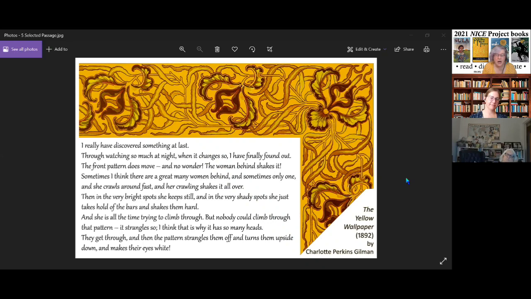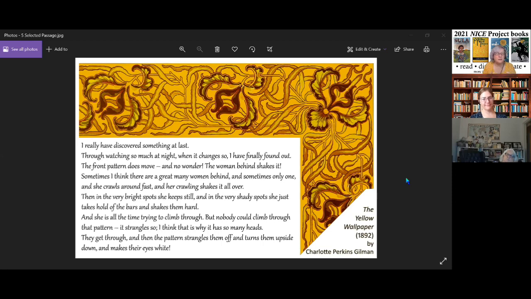It's amazing. Another thing that really sticks out to me is when she talks about how in the very bright spots she keeps still, and in the very shady spots she just takes hold of the bars and shakes them as hard as she can. And I may be alone in this, it may be a reach, but I felt those two phrases are very representative of the conflict that we see in this book about gender and the power struggle between male and female.